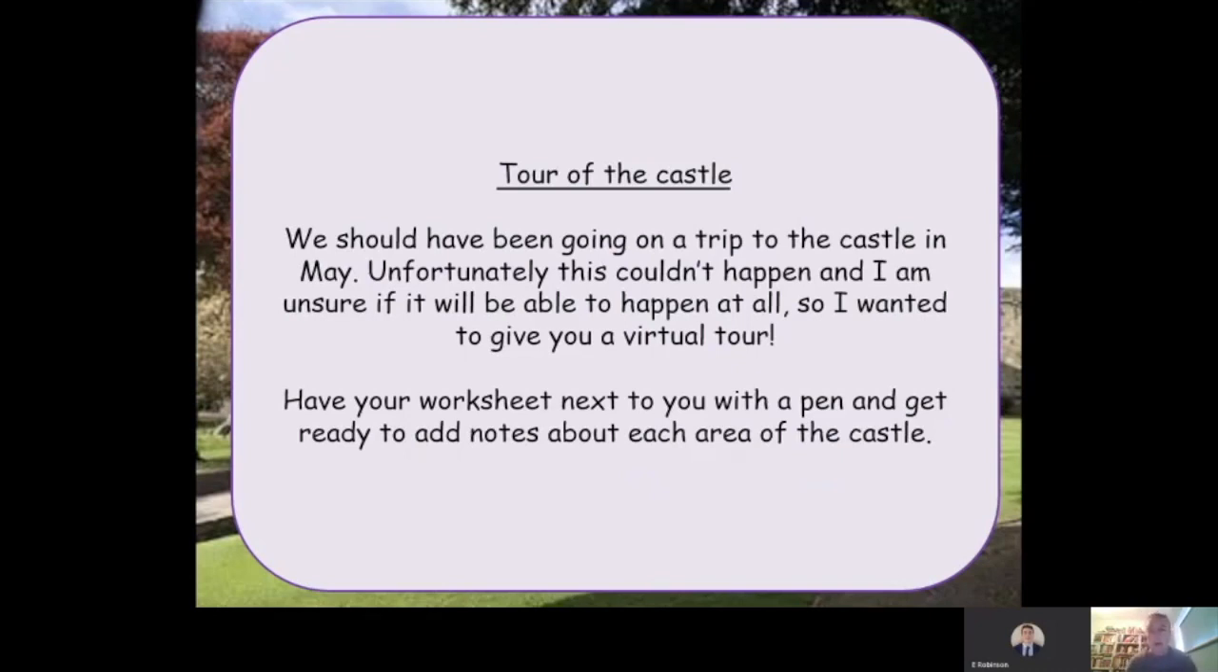So if you can have it open, you can pause the video, type it up, then get it sent to your teacher. Or if you prefer just to watch straight through, grab a pen, grab some paper, make some notes, and then type it up later on.